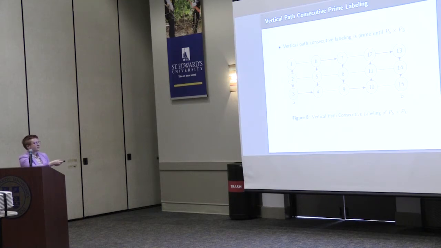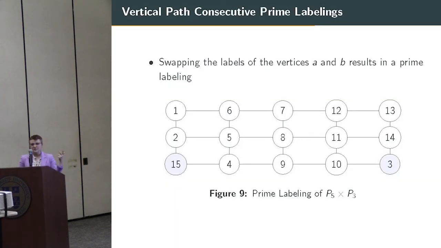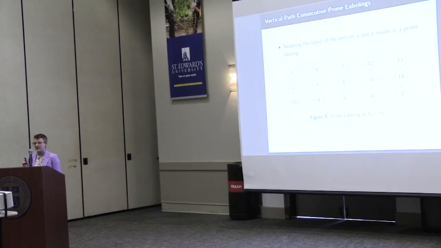However, hopefully you'll see we also have labels A and B here. So if we actually swap the labels on those vertices labeled A and B, then we'll wind up with a graph that has a prime labeling. So here's what that looks like. It essentially follows that vertical path consecutive labeling, except we're just switching out the problematic vertices.